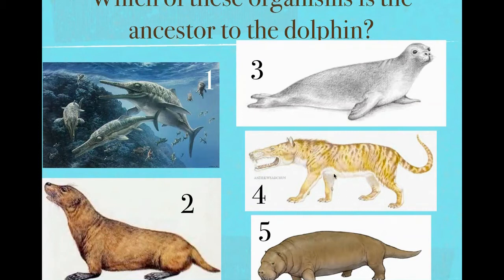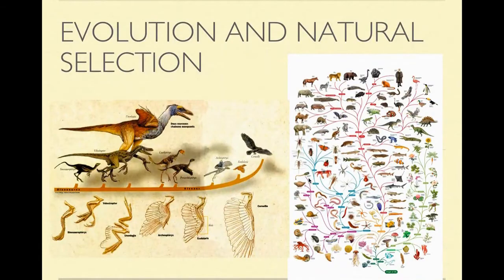So the question becomes, how in the world did we get from this thing that looks more like a tiger or something like that to something that looks more like a fish? There has to be some way for these things to change. And that's what we're going to be talking about today with the concepts of evolution and natural selection.